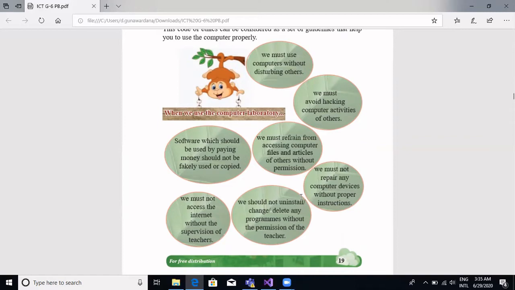So when you are using the computer lab, make sure you are not disturbing others. It's not only for the lab, even at your home, when your parents are using the computers and all, don't disturb them.